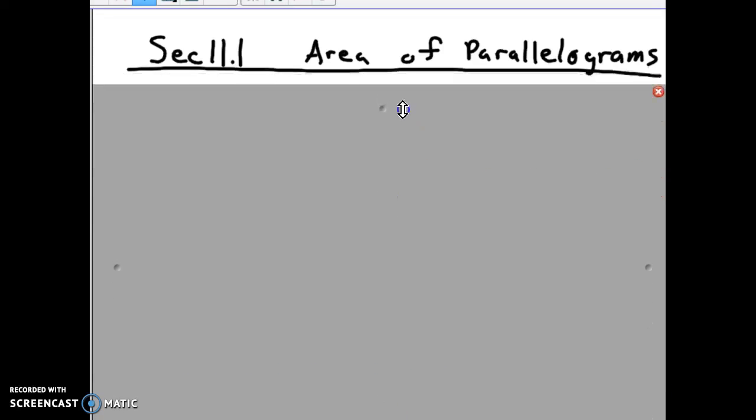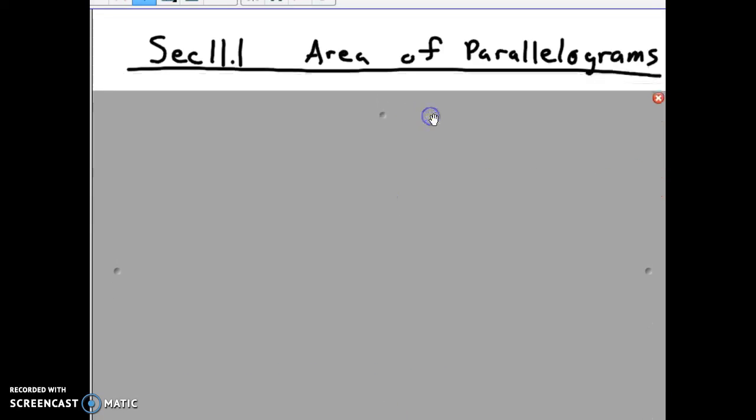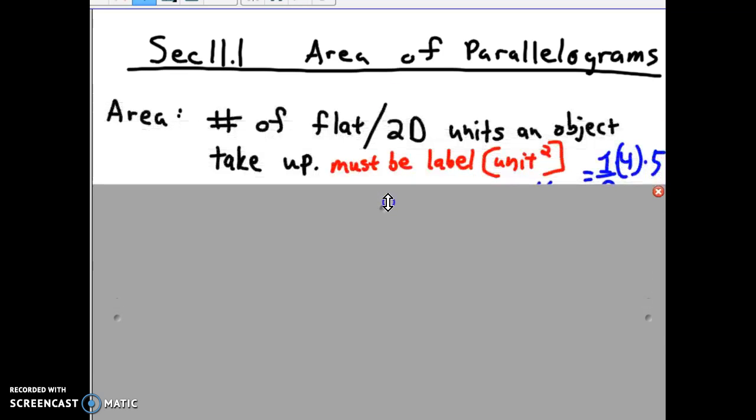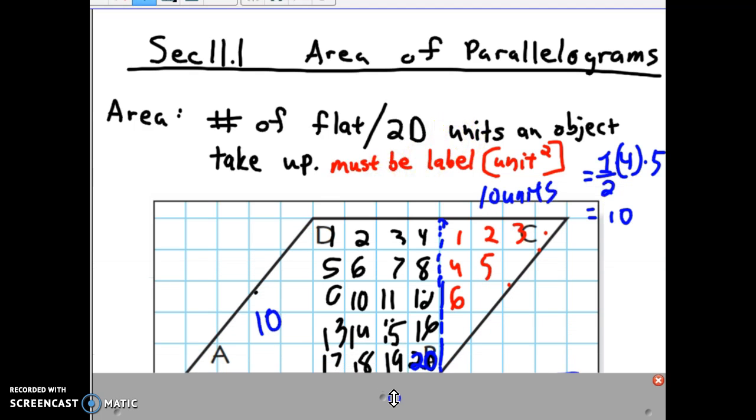As we spoke about before, the area of parallelograms, this section is also going to include area of trapezoids and triangles. So area, as we discussed in class, is the number of flat unit squares that an object takes up. And we used this example.